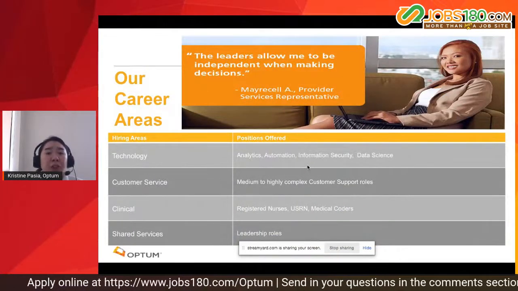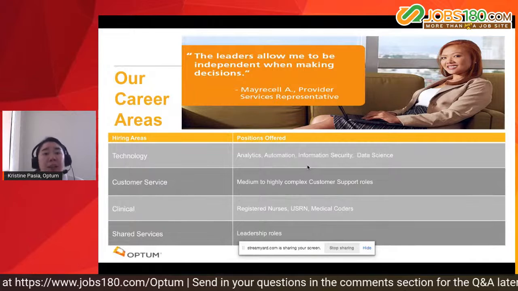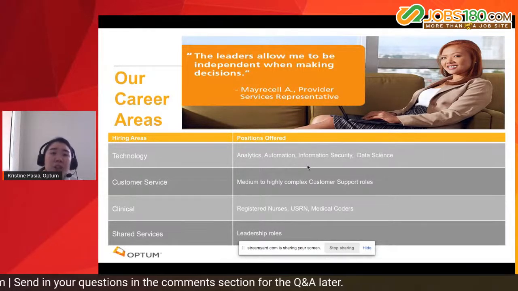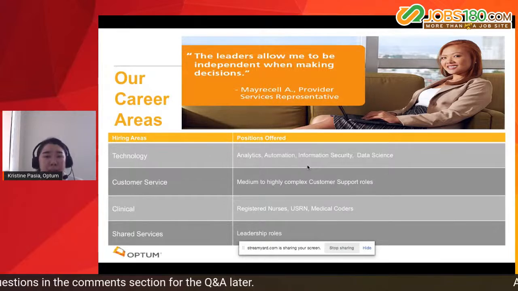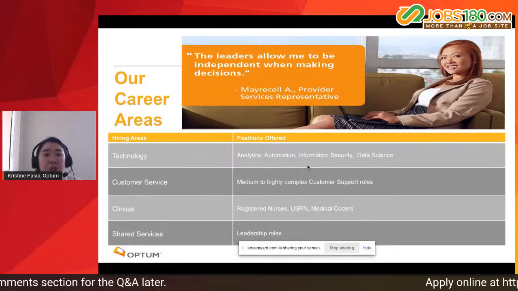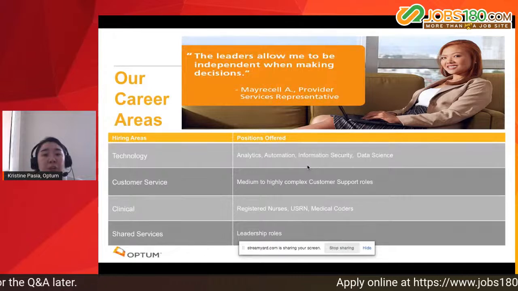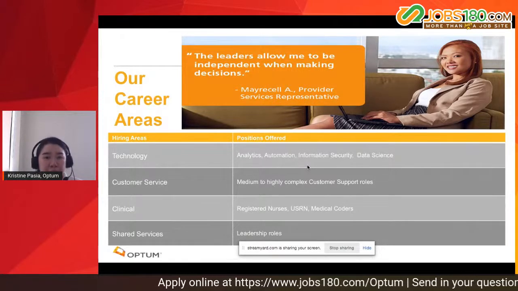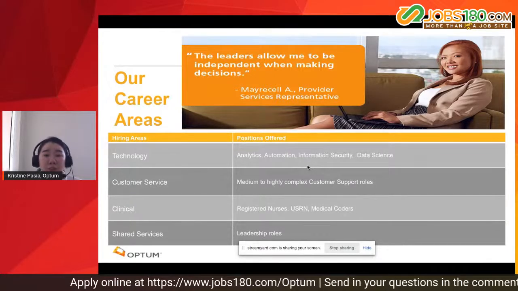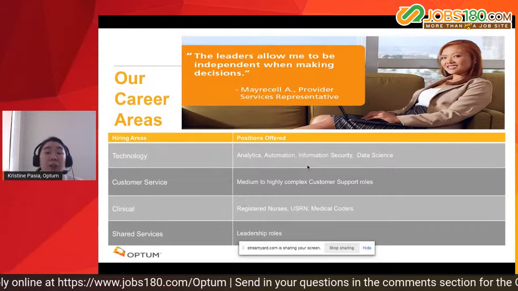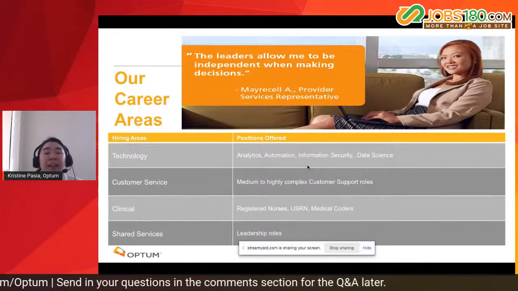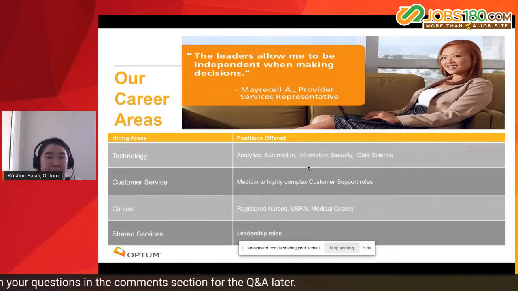We also have great opportunities in the Philippines and in Optum. So we have 4 major business areas, which are technology, customer service, the clinical business, and also shared services. We're really looking into seeing growth in the customer service business and the clinical business here in the Philippines. But of course, the technology business will still continue to be hiring. So we have opportunities under analytics, automation, information security, and data science and analytics.